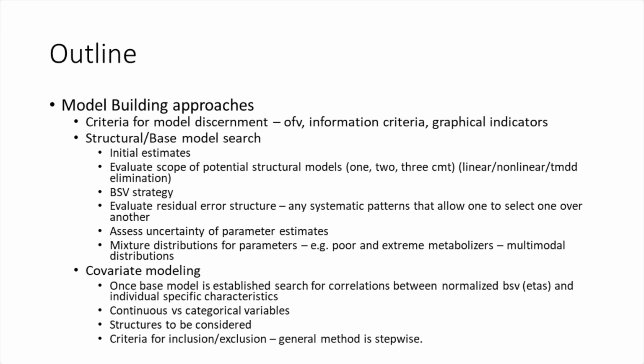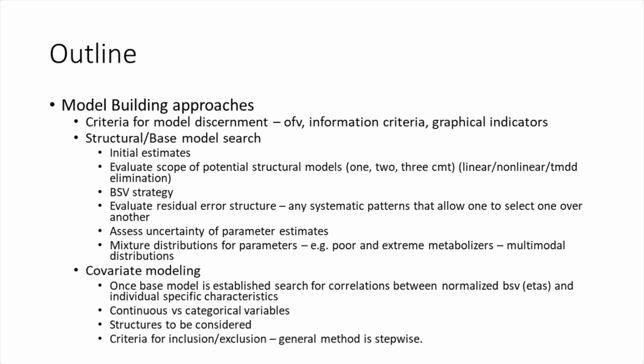How should we think about the between-subject variability that arises that is critical in a population pharmacokinetic analysis? We won't cover in detail any evaluation of the residual error structure in this part, but one would evaluate any systematic patterns in those residuals that would help guide model selection. We're also going to assess the impact of uncertainty in parameter estimates. And one may also evaluate mixture distribution for parameters, but mixture distributions are a little more advanced, and they are outside the scope of this vignette.